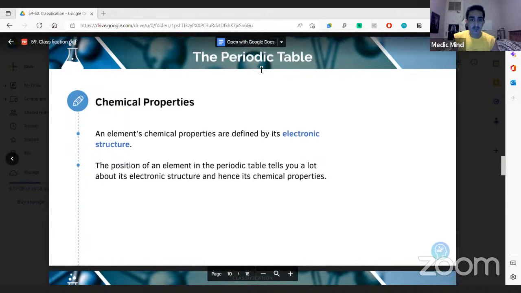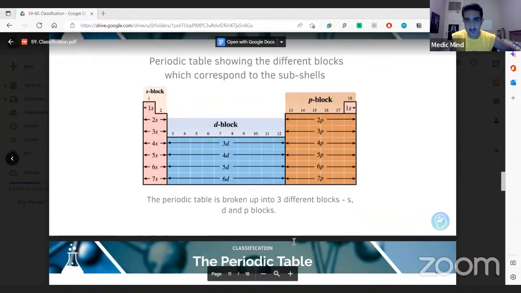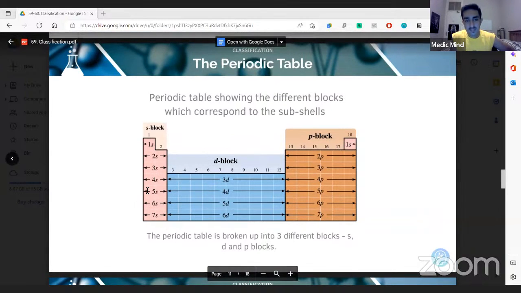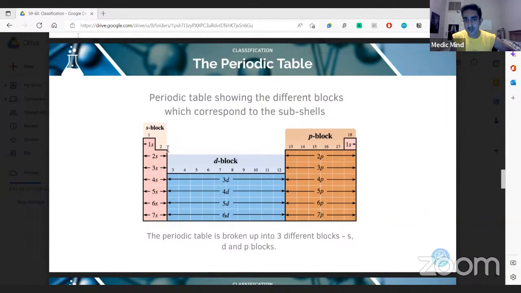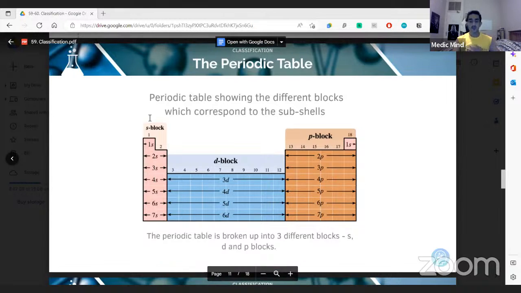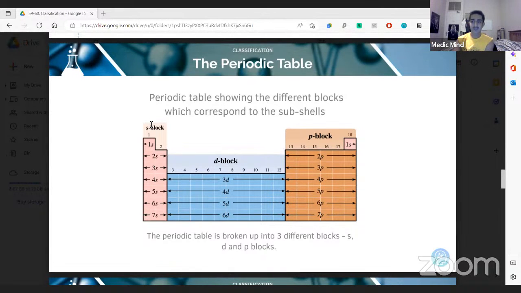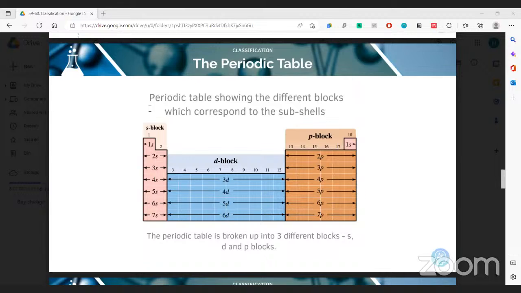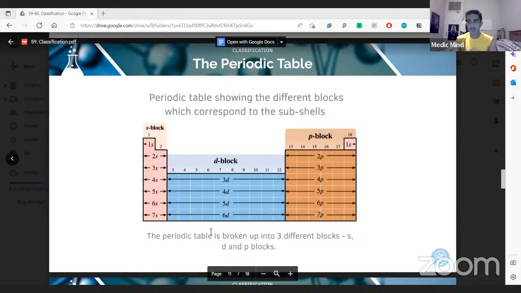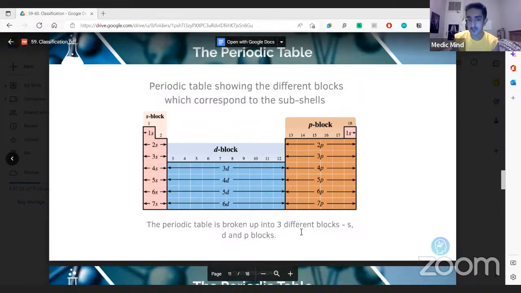An element's chemical properties are defined by its electronic structure. The position of an element in the periodic table tells you a lot about its electron structure and hence a lot about its chemical properties. So you can see that they're arranged according to electron structure. You can see all the elements with the s orbital are at one side. All the elements with the d orbital are in the middle. P are the non-metal side.